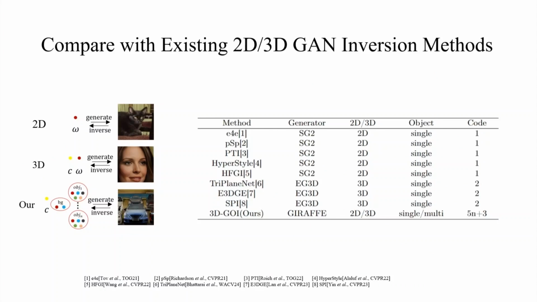As shown in the left image, 2D GAN inversion requires mapping an image to a latent code. 3D GANs have an additional camera pose parameter compared to 2D GANs, making it more challenging to obtain latent codes for 3D GAN inversion. To achieve multifaceted editing of multiple objects, 3D-GOI needs to invert more codes, which is more challenging. As shown in the table on the right, n represents the number of objects.